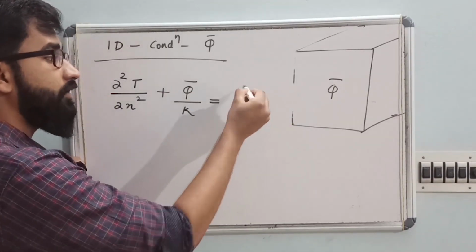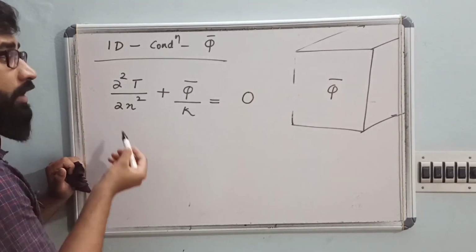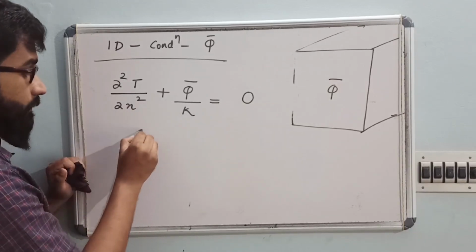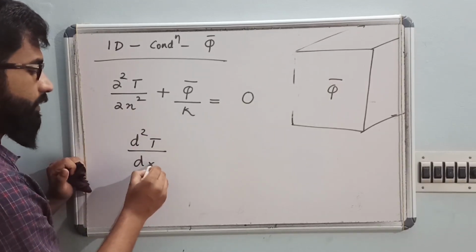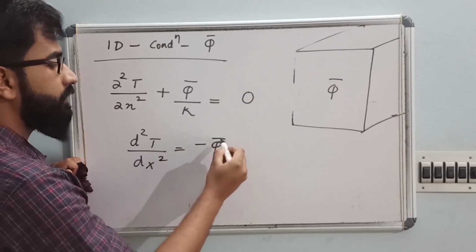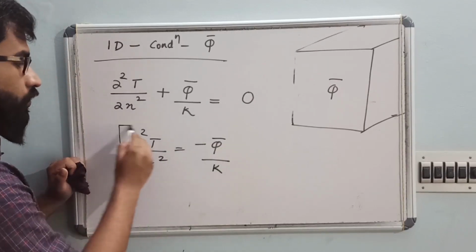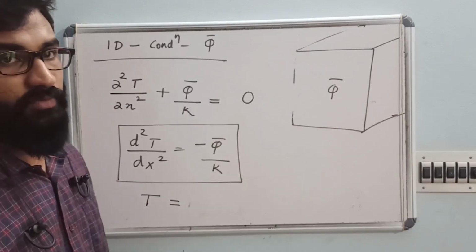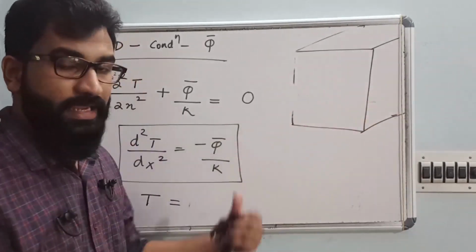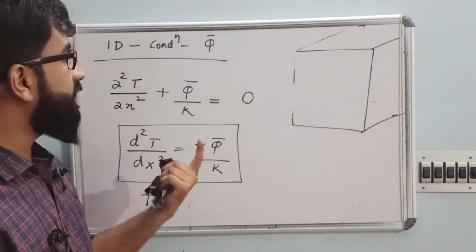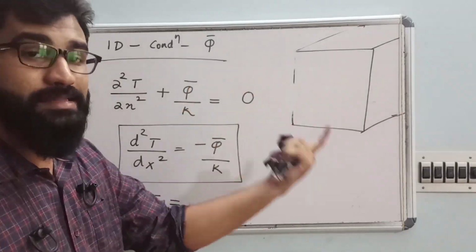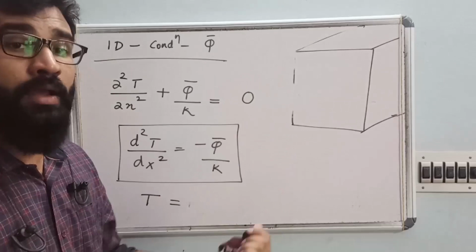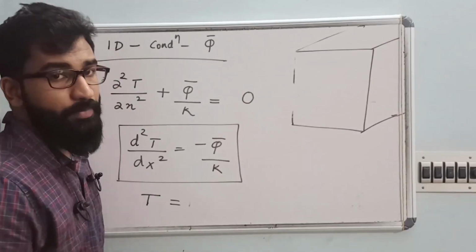Steady state means here it will be 0. So you will have, since it is one dimension, d square T by dx square is equal to minus Q bar by K. So when you integrate this 2 times and write an equation for T, you will get an equation of a parabola. So if there is one-dimensional steady state heat generation, the temperature profile you get will be parabolic, right?